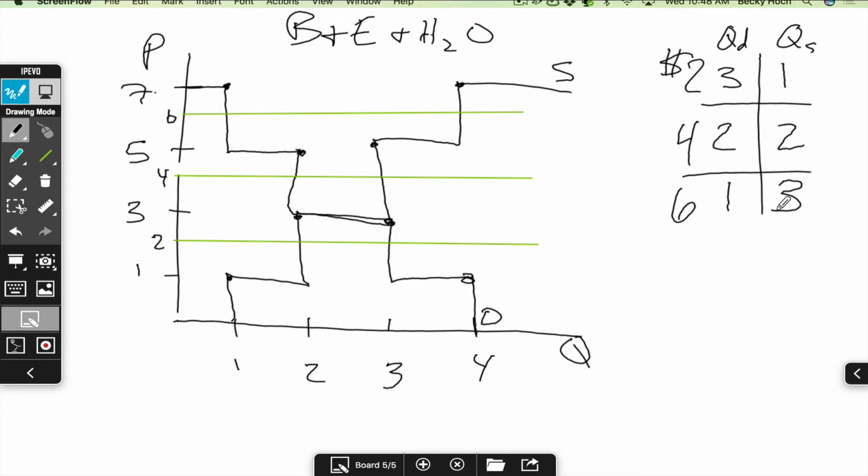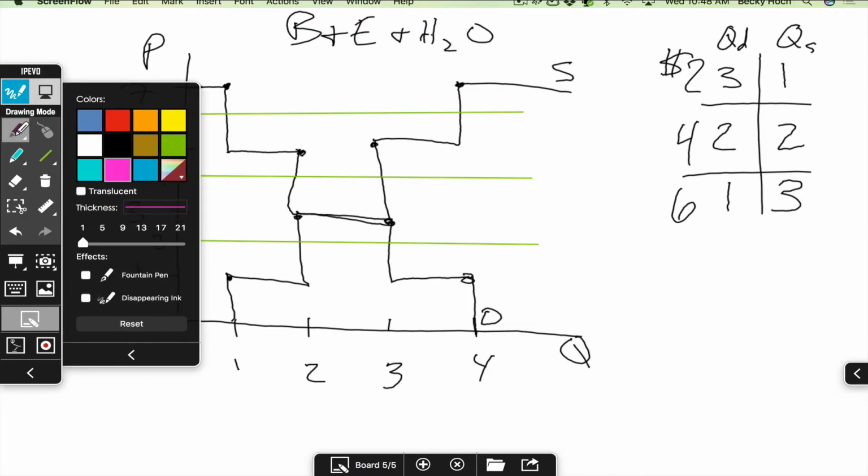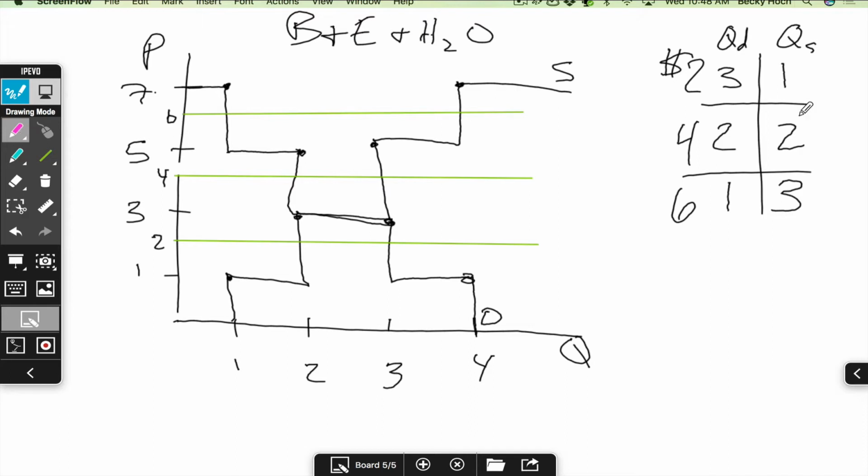So where do we get equilibrium? 4. We get equilibrium at $4. Okay. So what are consumer surplus, producer surplus, and total surplus?